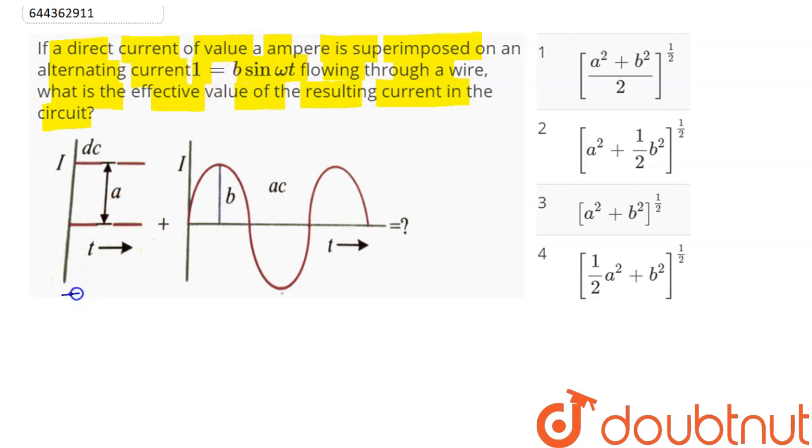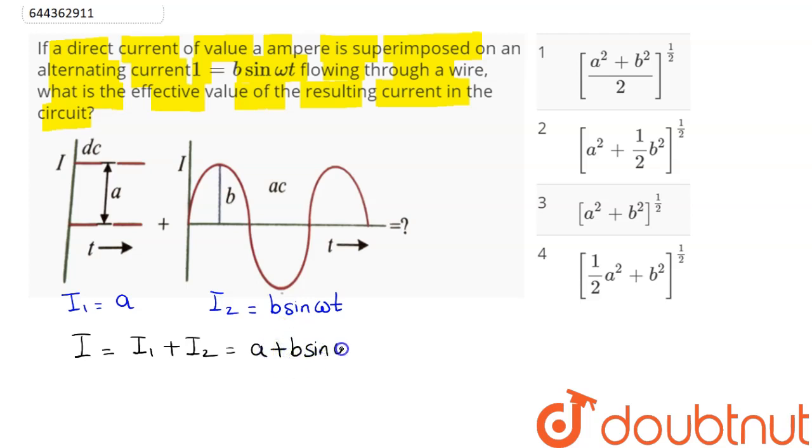So here there are two currents. This current here is I1, which is equal to A, and this current here is I2, which is given as B sin omega t. This here is our AC current and this here is DC current. So here the resultant instantaneous current will be the sum of these two currents, that is I1 plus I2, which here is given as A plus B sin omega t.